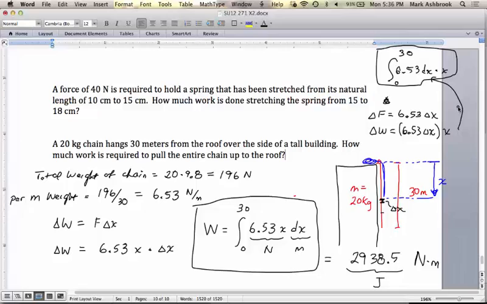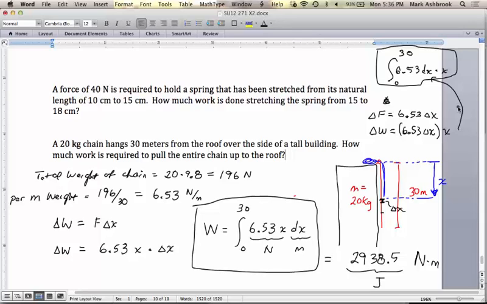Does that make sense? There's two ways to think about it. You can think about all this hanging down, moving it a little bit. That's the first way we did it. Or you can think about each little bit having to go a distance of x. And that's this way. Each little bit weighs that much, the work required then goes a distance of x. And you get the same integral both ways.